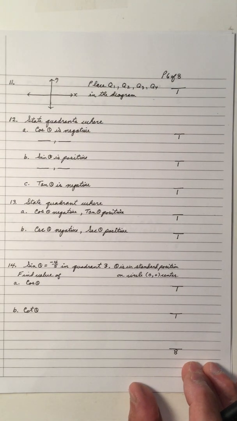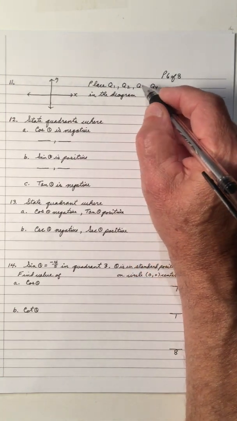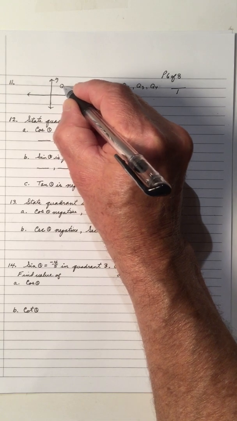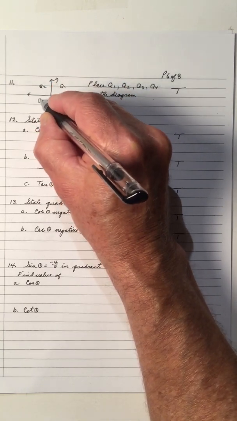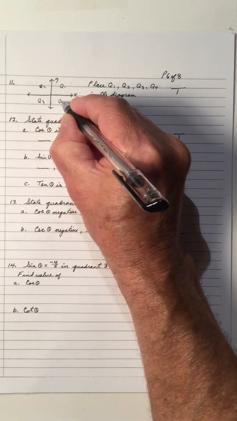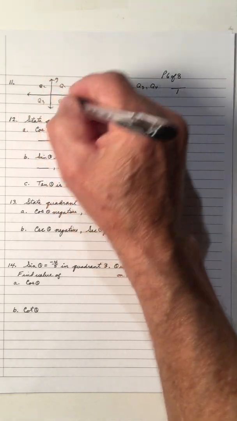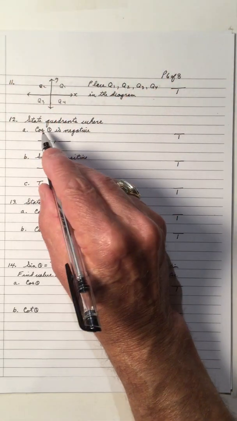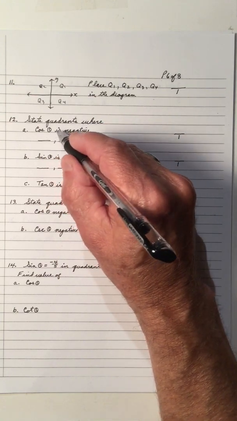Let's continue. Number 11, place Q1, Q2, Q3, Q4 in the quadrant. Q1 is quadrant 1, quadrant 2, quadrant 3, quadrant 4. 1, 2, 3, 4, as in the rotation of a 90-180 sector, 1 mark. And which quadrants, state the quadrants where cos is positive.